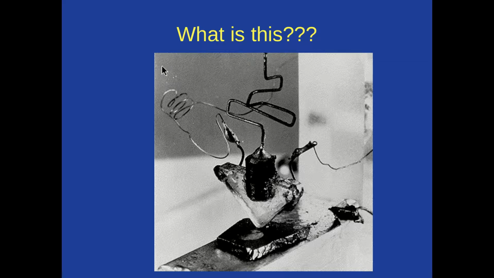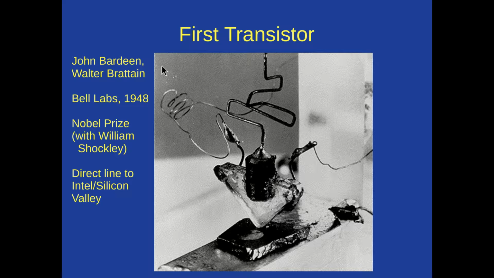So this is a transistor. This is the very first transistor. It was developed by John Bardeen and Walter Brattain at Bell Labs in 1948. William Shockley was their boss. And this was not a very high priority project at Bell Labs. It was kind of a skunk works sort of project.